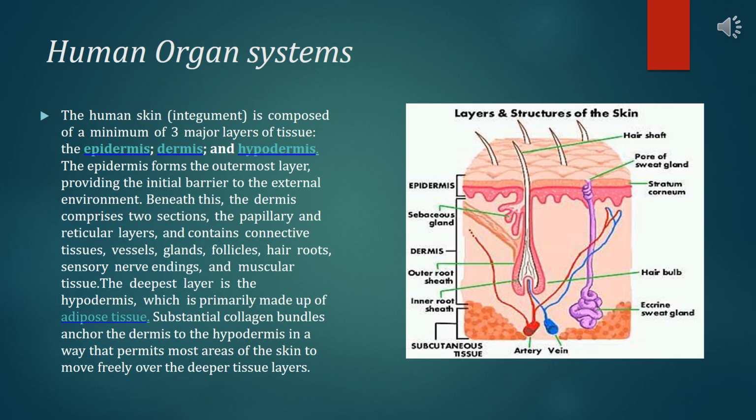The human skin integument is composed of a minimum of three major layers of tissue: the epidermis, dermis, and hypodermis. The epidermis forms the outermost layer, providing the initial barrier to the external environment. Beneath this, the dermis comprises two sections: the papillary and reticular layers, and contains connective tissues, vessels, glands, follicles, hair roots, sensory nerve endings, and muscular tissue. The deepest layer is the hypodermis, which is primarily made up of adipose tissue. Substantial collagen bundles anchor the dermis to the hypodermis in a way that permits most areas of the skin to move freely over the deeper tissue layers.